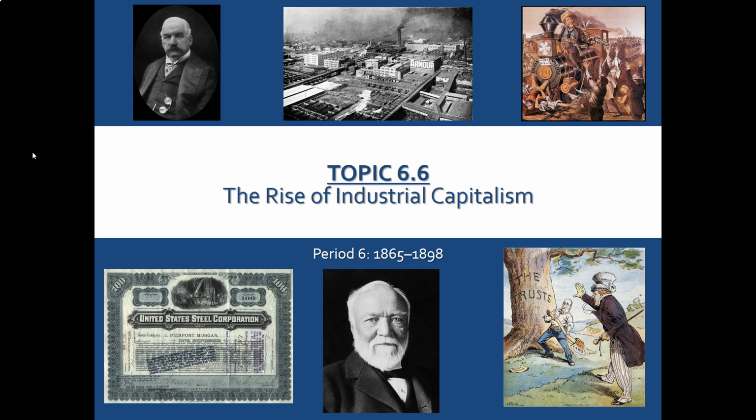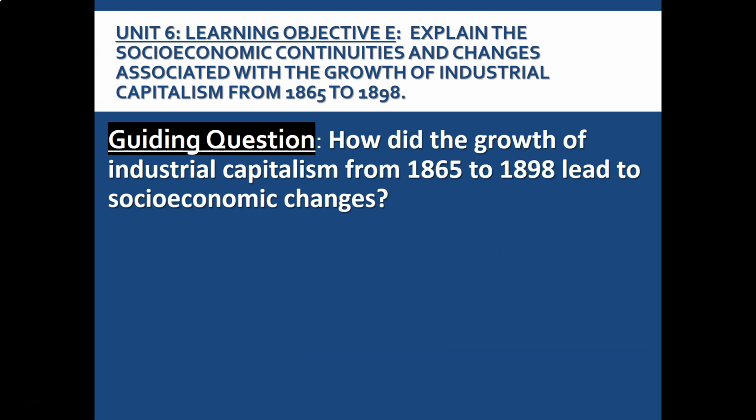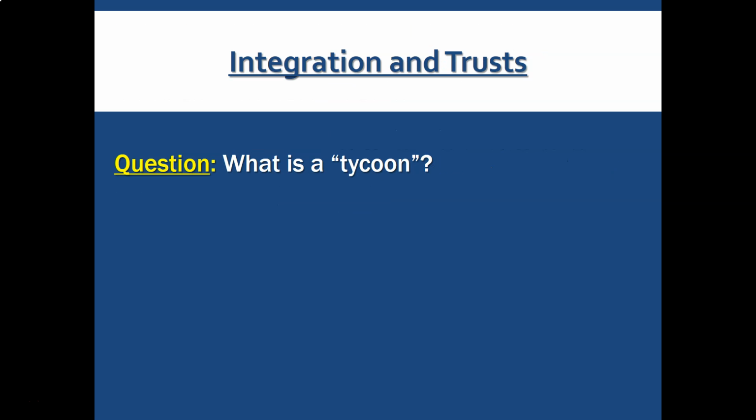Welcome back, folks. We are up to topic 6.6 in the APUSH curriculum, the rise of industrial capitalism. We're going to look at some pretty famous businessmen and different business models in this topic. And we're focused on how the growth of industrial capitalism from 1865 to 1898 led to socioeconomic changes. Let's see what that means.